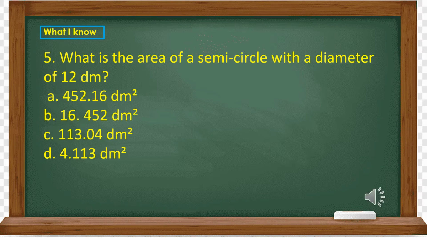5. What is the area of a semicircle with a diameter of 12 decimeter? A. 452 and 16 hundredths decimeter square. B. 16 and 452 thousandths decimeter square. C. 113 and 4 hundredths decimeter square. D. 4 and 113 thousandths decimeter square.